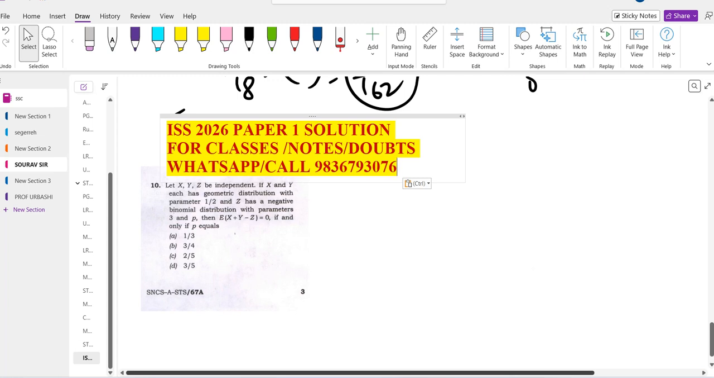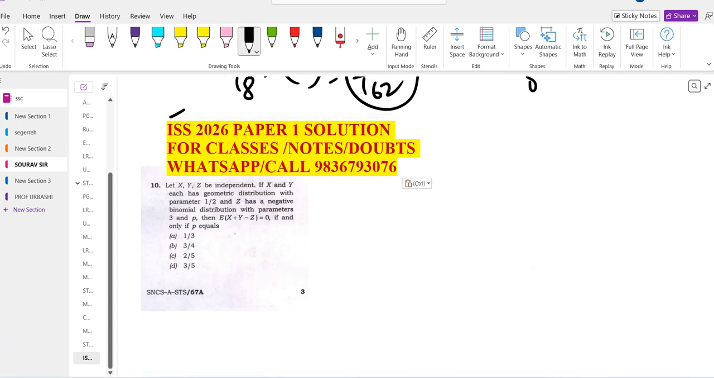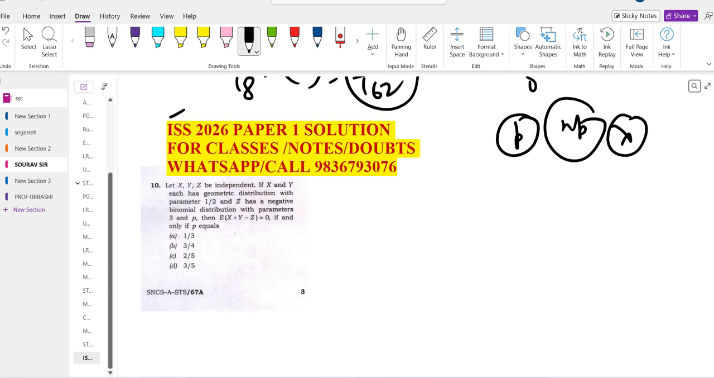Okay. So the theory here is that if the distribution is Bernoulli, then the mean is P. If it's binomial, then mean is NP. If it is Poisson, mean is lambda. Geometric, then it is 1 by P. And negative binomial, then it is R by P. This is the thing.